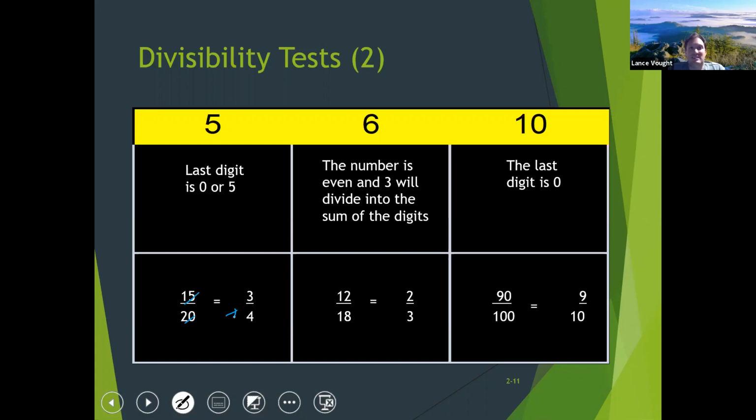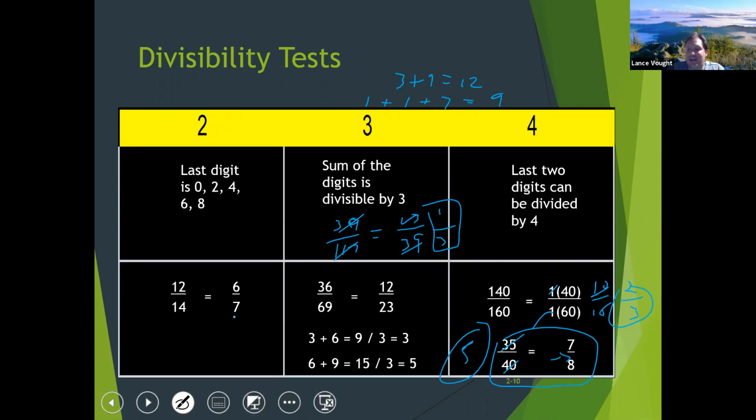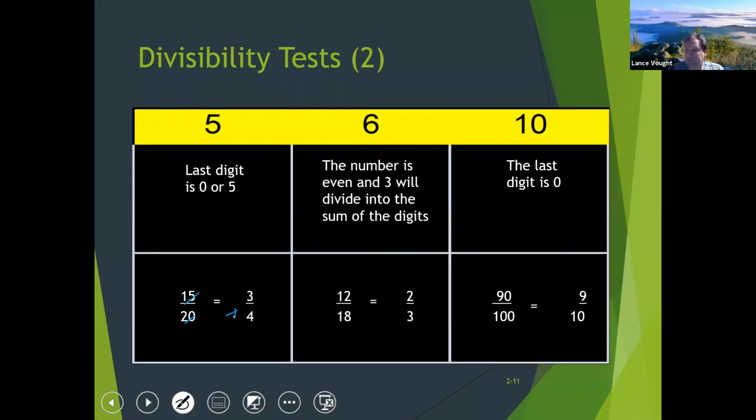But just because it's an even number doesn't mean it's divisible by 6 either. In order for us to determine that it's divisible by 6, we have to make sure that we use the 3 test. It has to be even and it has to pass the 3 test to be divisible by 6. So 1 plus 2 is 3. That's divisible by 3. 1 plus 8 is 9. That's divisible by 3. So we know this is divisible by 6 because they're both even. So 12 over 6 is 2. 18 over 6 is 3.